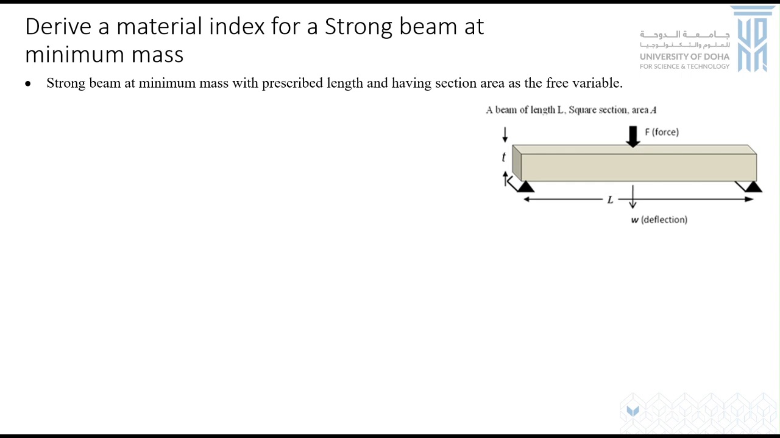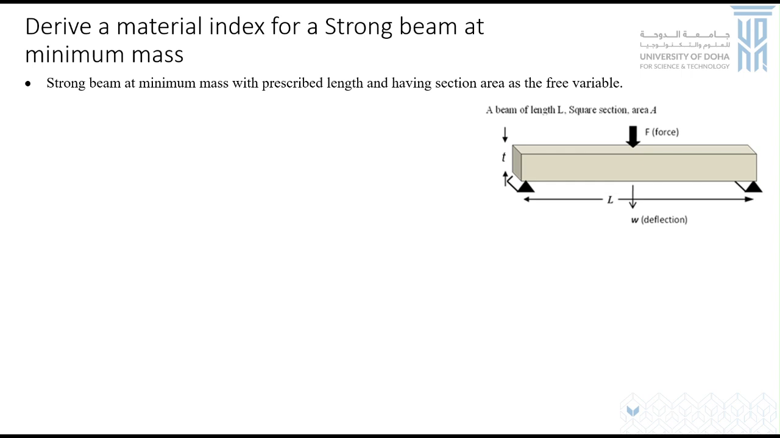And I'm saying we need a strong beam with given length. So length is again fixed, okay? Having section area as free variable. Again, I'm keeping my area as the free variable, okay? And the objective is to minimize mass. Again, same objective. Only thing that I'm changing is the function, that from axial it has become a beam, okay?